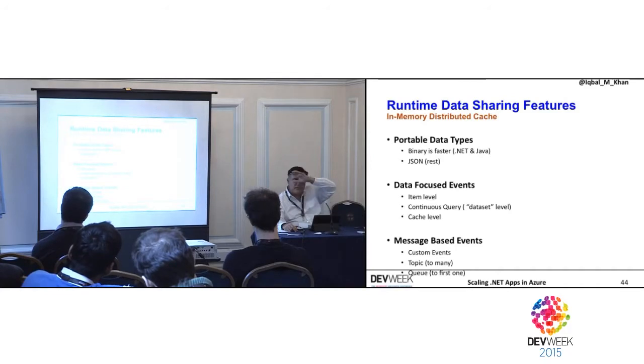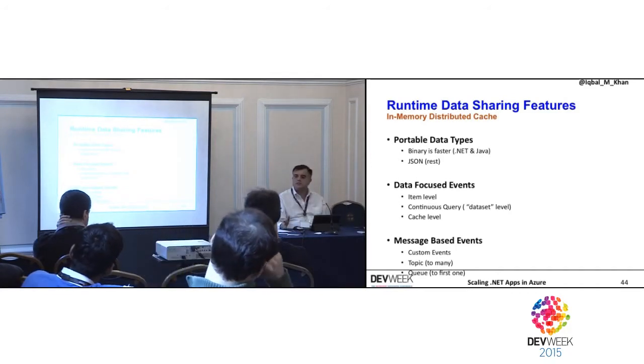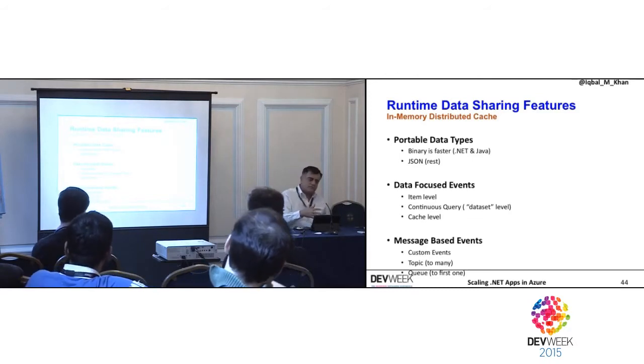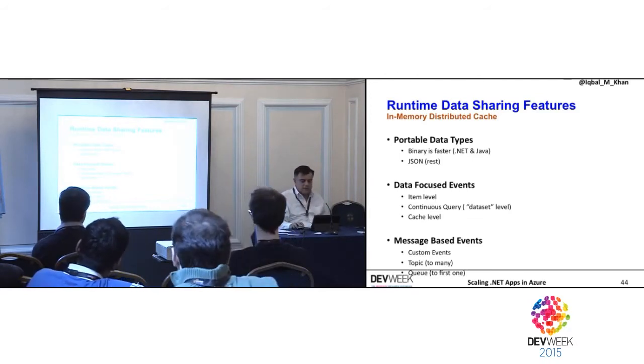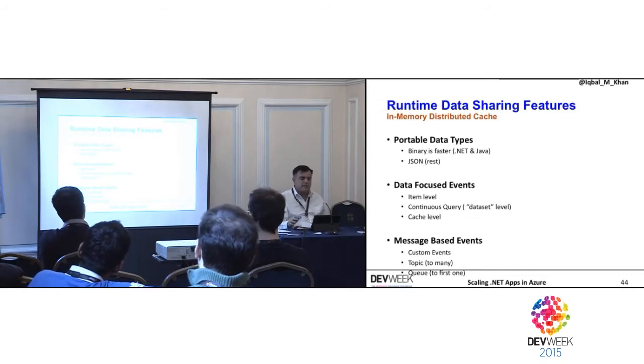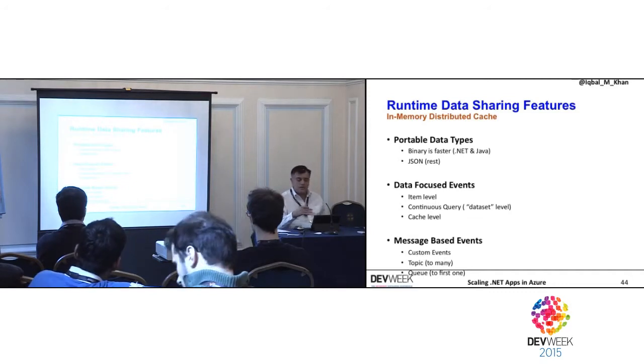Now, if you start to think about the types of applications you're doing, you'll see there's a lot of use of this feature that you can take advantage of. And there's also cache level event. Anything that is added or updated to the entire cache, notify me. Then there are some message-based events like message queue. But again, the benefit is that the cache is much more scalable and faster.